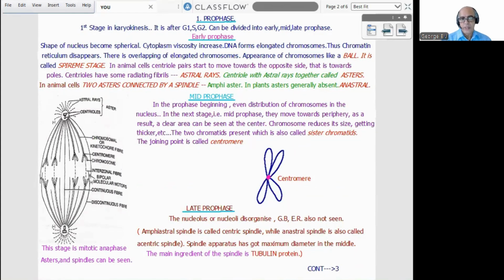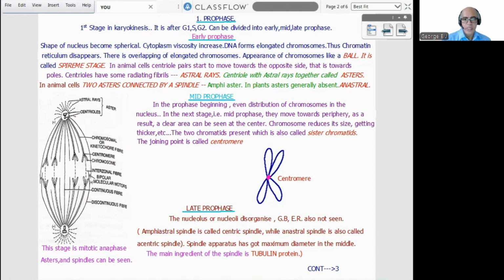Among the karyokinesis stages, the first phase is prophase. It is the first stage in karyokinesis, after G1, S, G2, and can be divided into 3: early prophase, mid prophase, late prophase. Now among them, first is early prophase. When we discuss early prophase, the shape of the nucleus becomes spherical. Cytoplasm viscosity increases. And DNA, which was existing like a chromatin reticulum network where we cannot identify clear chromosomes, here forms elongated chromosomes. Thus the chromatin reticulum disappears. And we can observe overlapping of elongated chromosomes. The appearance of chromosomes like a ball is called the spireme stage, and that is seen in early prophase.